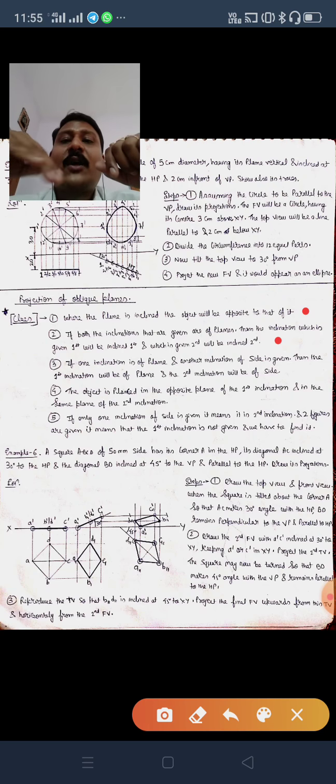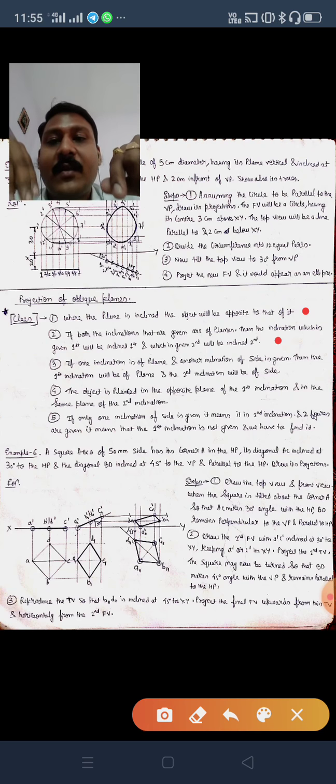So what is the clue? The clue is that where the first inclination is given, the object will be drawn opposite to that of it, and where the second inclination is given, the object will be drawn on the same plane where the second inclination is given. Is it clear?